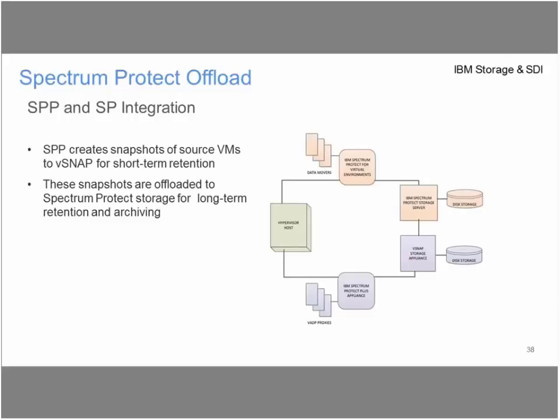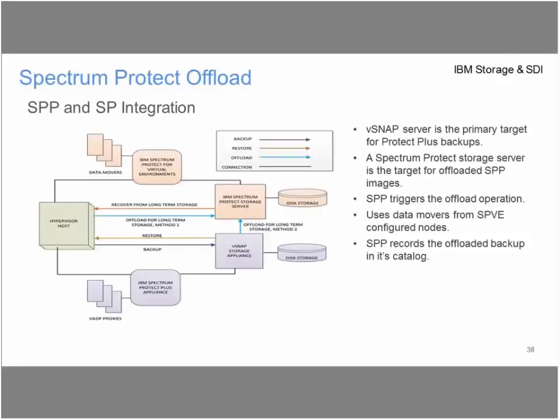Spectrum Protect Plus is going to create the snapshot of the source VMware VMs, and then these snapshots are offloaded to Spectrum Protect for long-term retention and archiving. So what's going on here? The Spectrum Protect offload. You can see from the different colored arrows, the data flow, how this all flows together.